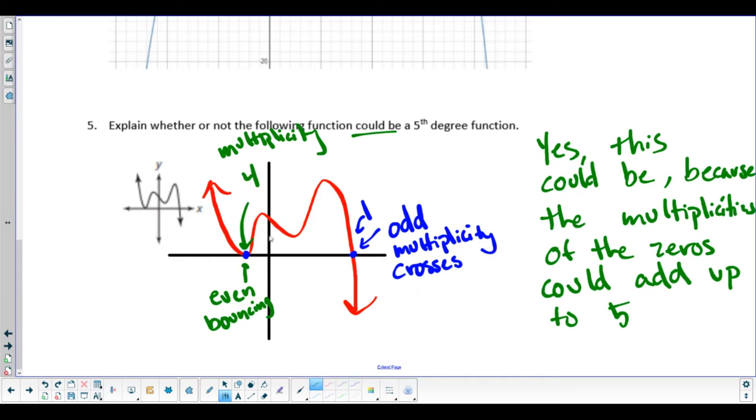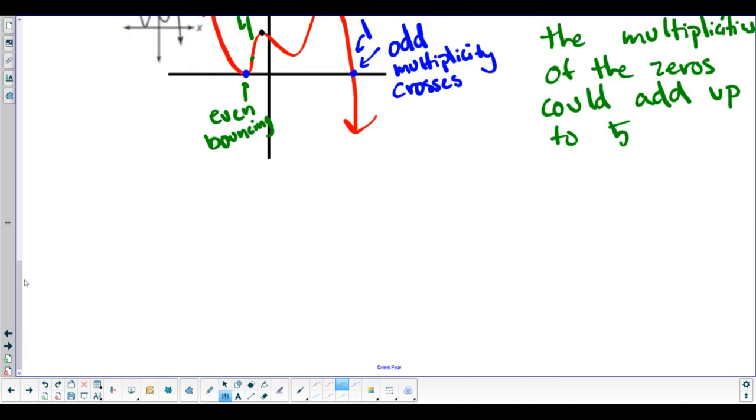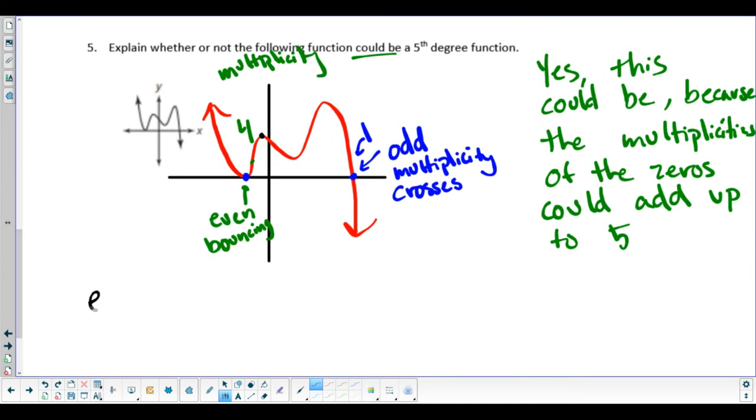Another cool thing to see is that we have some imaginary roots, and imaginary roots always come in pairs. So even if we assumed that this was a multiplicity of two, these imaginary roots could also add to our degree, which would make it possible to be degree five. But this could be a degree five function because there is a combination of even numbers like four plus odd numbers like one that add up to five. This could also be like two and three maybe. Really all you're saying is that the multiplicities of the zeros could add up to five. It's also worth noting that we could figure this out just from its end behavior.